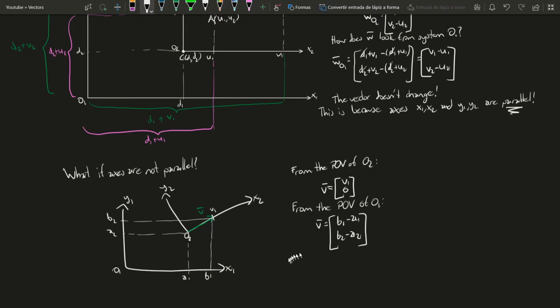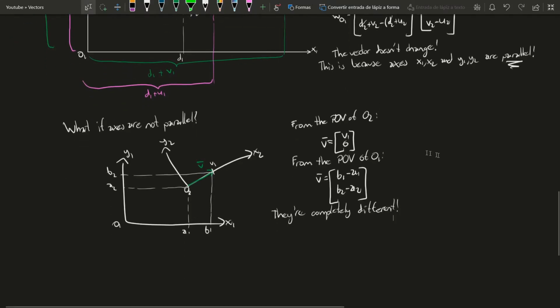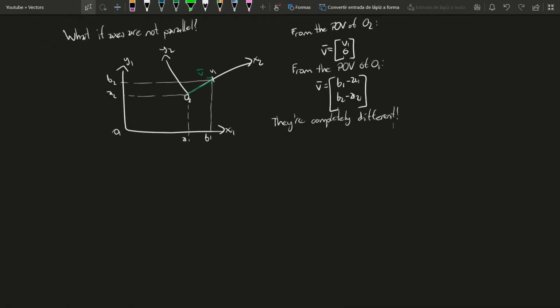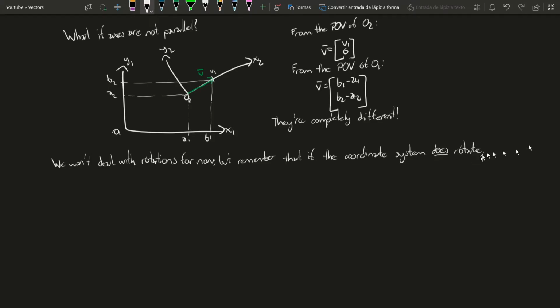So in this case, the vector looks completely, absolutely different. I want to emphasize that the vector is exactly the same. It didn't change. What changed was its mathematical representation, or its components, if you will. In other words, the same vector can look different when seen from different points of view. In any case, we won't deal with rotations for now, but at least now you know why the local position of something you're tracking in your game can look completely different when seen from the world origin.